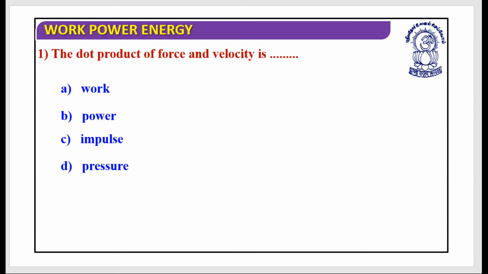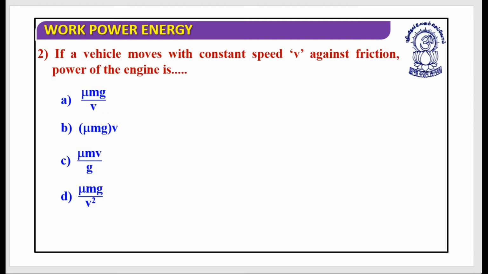It says that the dot product of force and velocity, yes, it's F dot V, it's power. That's it. Second, it says that if a vehicle moves with constant speed V against the friction, then the power of the engine, yes, something like this. It is moving in this direction with speed V. It says against the friction, that means this is a rough surface having coefficient of static friction mu.